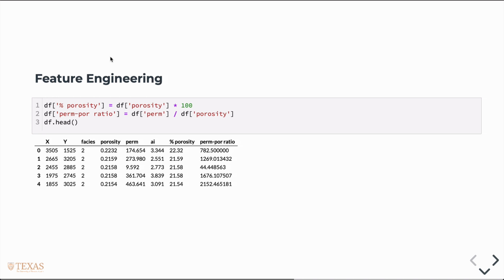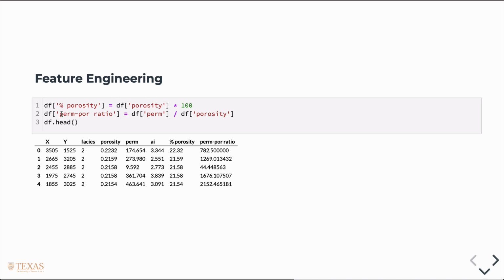In the field of data science, feature engineering is a term that's used to transform existing features into new features that might be more useful for analysis. And so in this case, we're going to create a couple of new columns in the data frame. One of them is going to be just a conversion from the fractional porosity as it was originally to a percentage. So we're going to have a new column that's called percent porosity. And that's just the original column porosity times 100, of course.